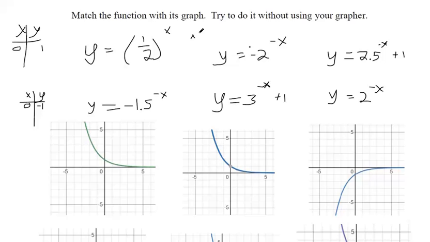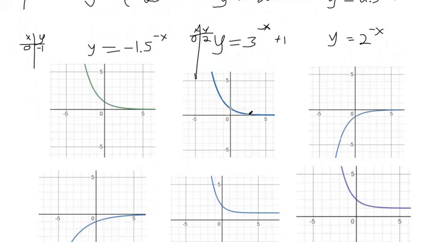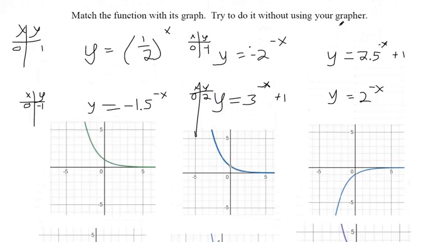Let's see if the y-intercept is different for any of the other ones. If you plug in 0 here, you get negative 1. If you plug in 0 here, you get something different. You get, no, wait, yeah, you get 2 for this one. If you plug in 0 here, you also get 2. And if you plug in 0 here, you get 1. Okay, so that doesn't narrow them down.